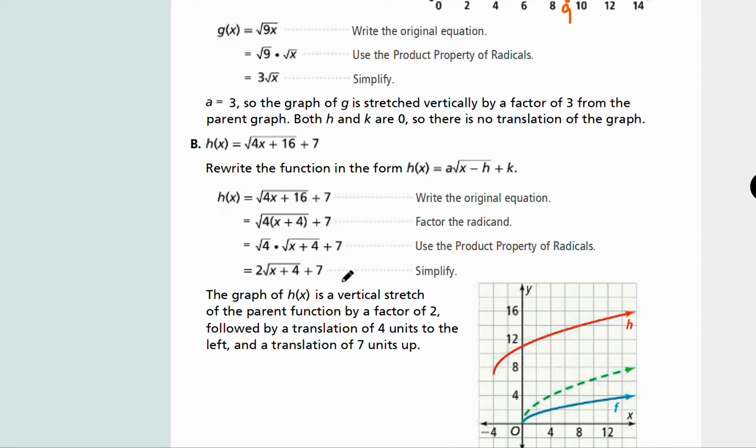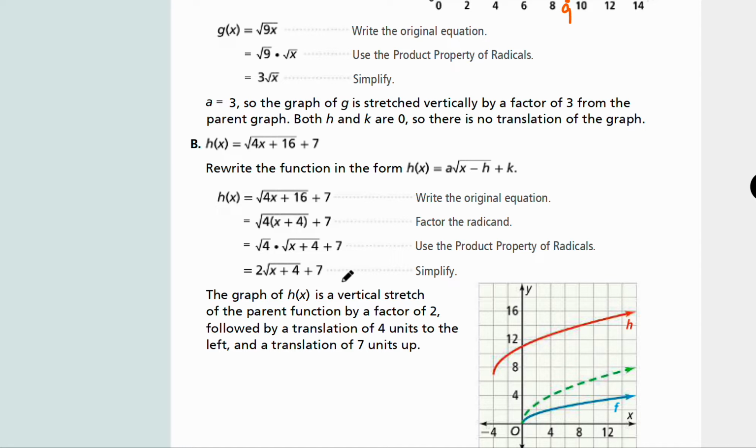So now we have this form. A is 2, h is negative 4, and k is positive 7. So we know that it vertically stretched by a factor of 2, and this graph translated 4 units to the left and 7 units up. So this is our new graph.